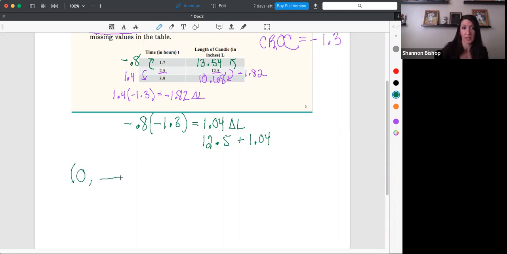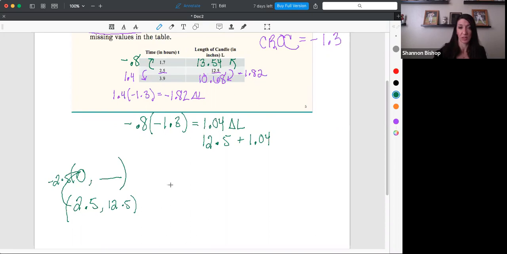So at some point in time, we are going to want to know how long this candle was in the beginning. And if we use the 2.5 hour mark as our reference value again, so the fact that at 2.5 hours, the candle was 12.5 inches long. So if we use that as our reference, we're just going to apply the same logic as before. So how much back in time are we needing to go? Well, that would be negative 2.5 hours because we're going back in time, 2.5 hours.